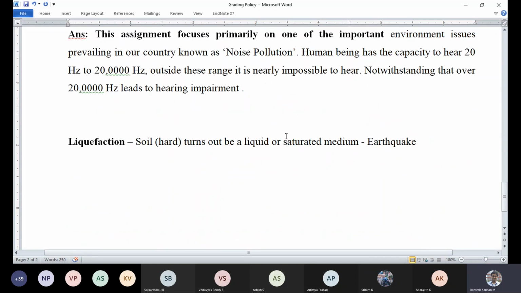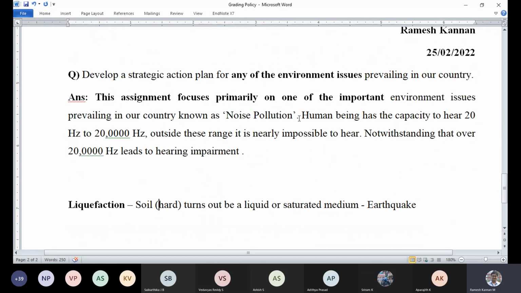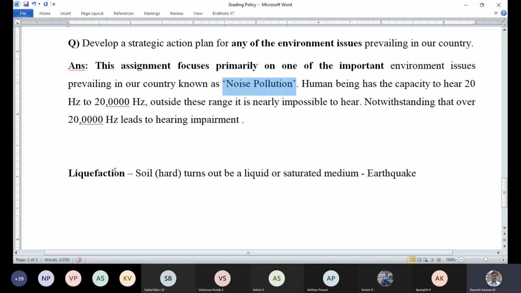But if you want to take this out and write about something else, it's fine. There's nothing wrong. Or you can take some normal kind of stuff like noise pollution, air pollution. That is also fine, but you should justify that, right? But if you take this, you will really love science and engineering.